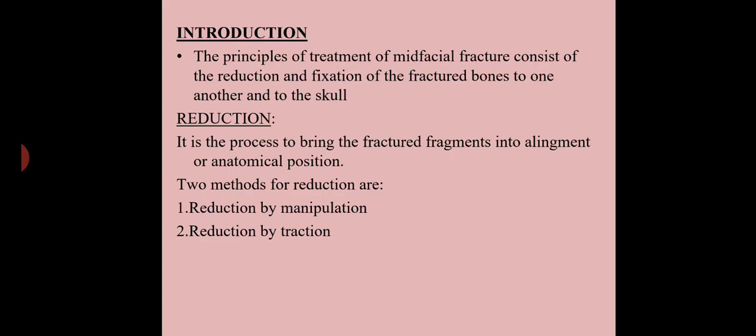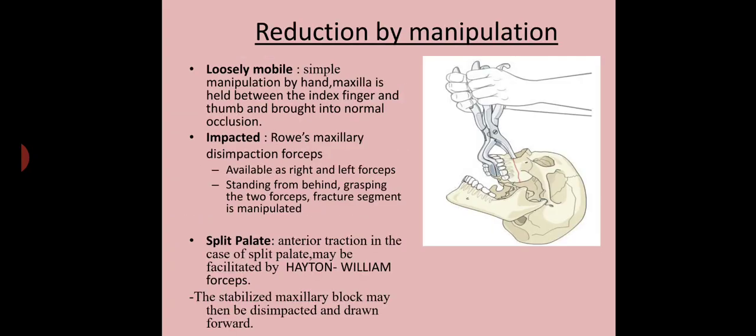There are two methods of reduction. They are reduction by manipulation, and second is reduction by traction. Now comes reduction by manipulation. If the segment is loosely mobile, then simple hand manipulation can be done. The maxilla is held between the index finger and thumb and brought into the normal occlusion.